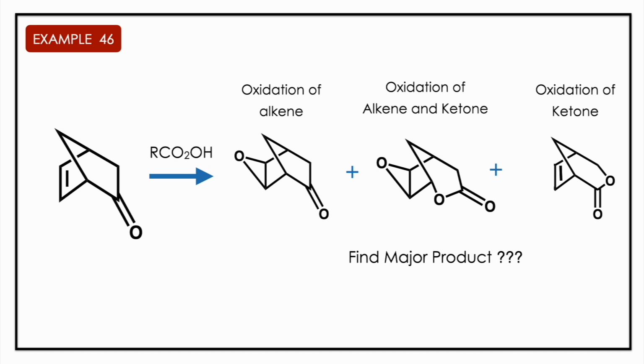Then the next example, here you have bicyclic system with one bridged carbon, alkene and carbonyl. You are using the peracid. You are given three possibilities. One is oxidation at the alkene. Second is oxidation both in alkene and carbonyl. Third is only oxidation at the carbonyl. So you should find among the three which is the major product.